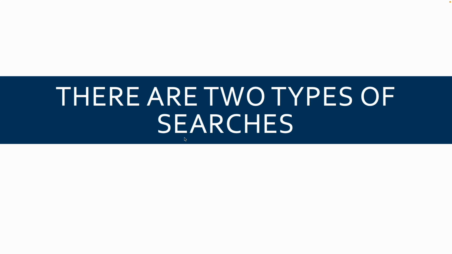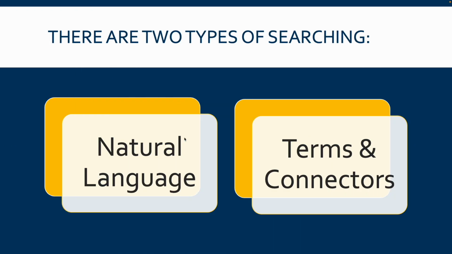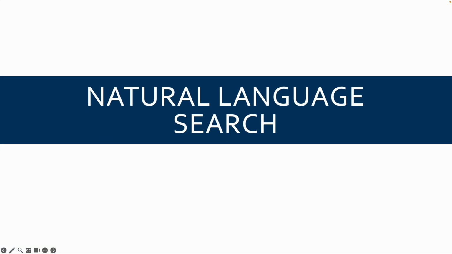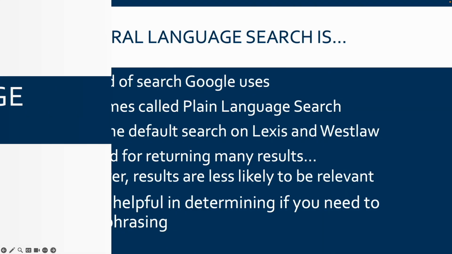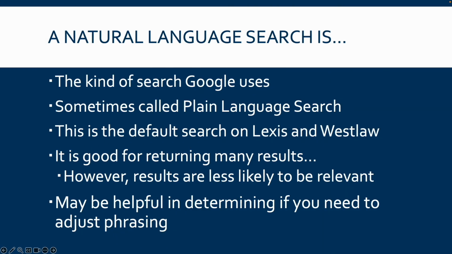There are two types of searches you can conduct. One is a natural language search, and the other is a terms and connectors search. First, I'll talk about natural language searching. A natural language search is the type of search you do while using Google. It is sometimes referred to as a plain language search. Both Lexis and Westlaw use this as a default. It is good for returning many results, but there are likely to be too many results that aren't relevant. However, it can be a good place to figure out if your phrasing will work or if you need to pivot.